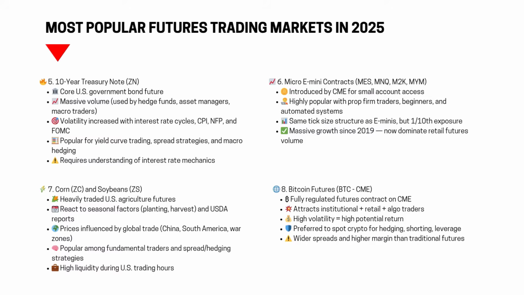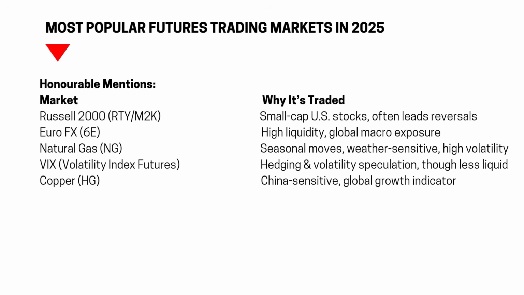And then finally, a new player really to this setup, Bitcoin. CME have got futures contracts now, regulated futures contracts, which make this a very good legitimate product to get your hands on and trade, attracting big institutional, retail and algo flow into that market. Very volatile, but the upside to that is you can get higher returns, but also always be careful for those big spikes and, you know, potential losses, so always do your risk management. And, you know, prefer to spot crypto for hedging and shorting and leverage, and wider spreads and higher margin than traditional futures.